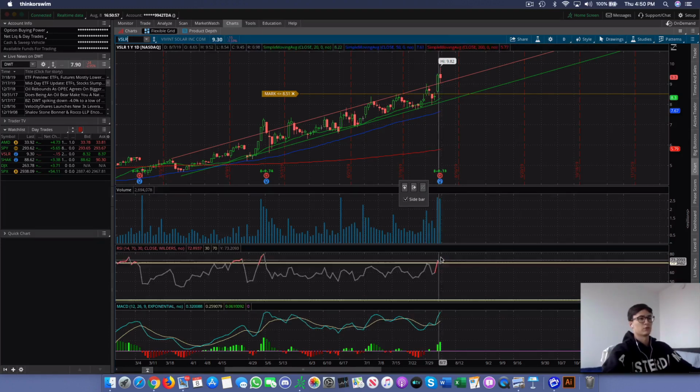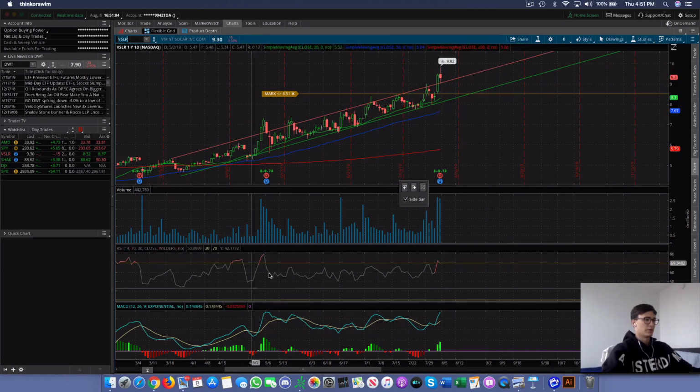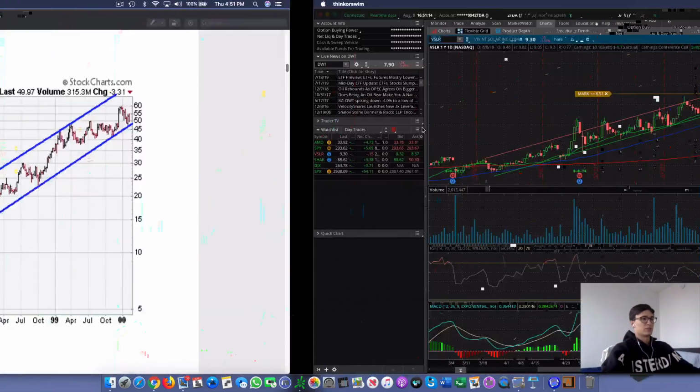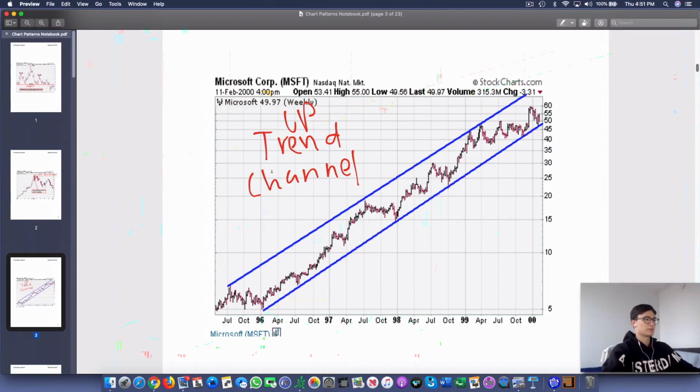Here we're overbought, so it makes sense that it'll be above the resistance level that I drew here. Here again we're overbought, so it makes sense that we're above that resistance level. So yeah, that's basically an uptrend that is actually forming as we speak as of today.